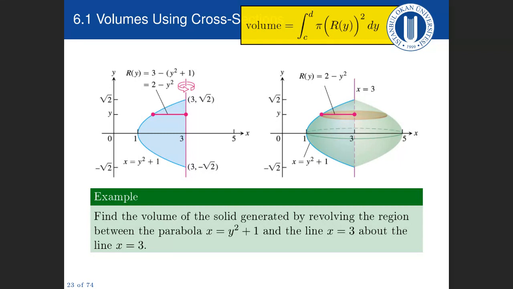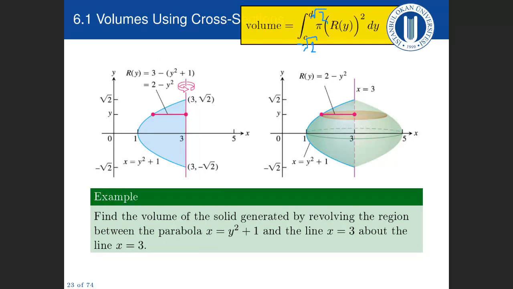Okay, so we need the limits of integration. We need the bottom. What is the smallest possible value of y? Well, we can calculate that by starting with y squared plus 1 is equal to 3. Rearranging that, we find root 2 and minus root 2. So the smallest possible value of y must be minus root 2, and the biggest possible value of y must be the square root of 2. Okay, so that's our limits, root 2 at the top, minus root 2 at the bottom.